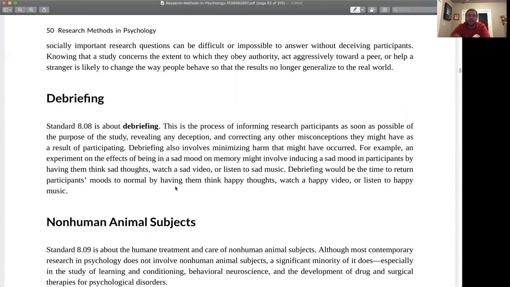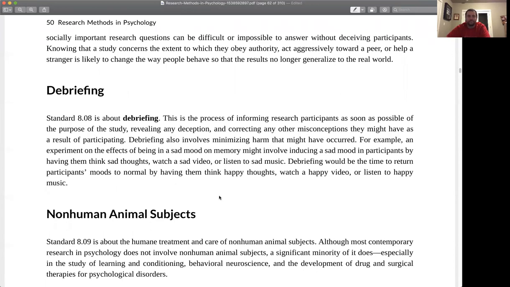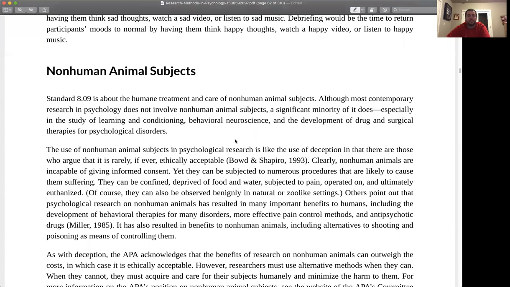If they're actually in the lab and you're having them go through it, you tell them what the point of it was, and give them your contact information so they can contact you for the full results of the study, things like that. Non-human animal subjects, we do have a section for those as well because we still do animal research.